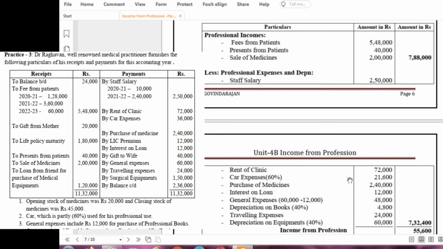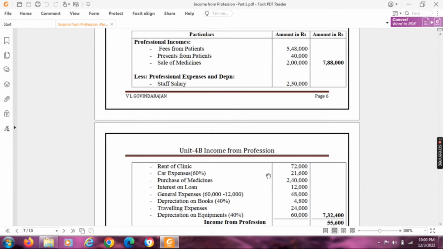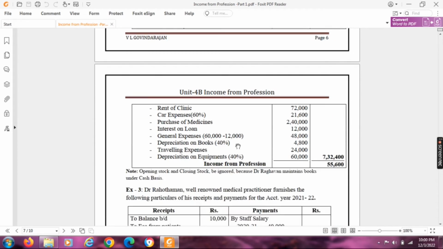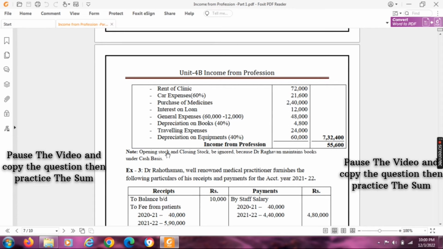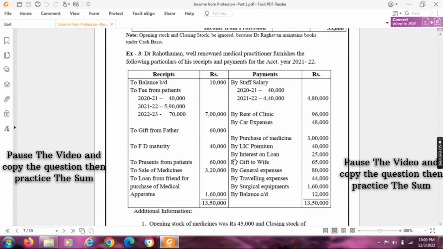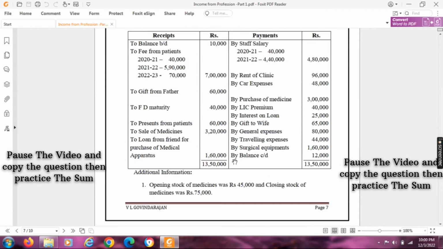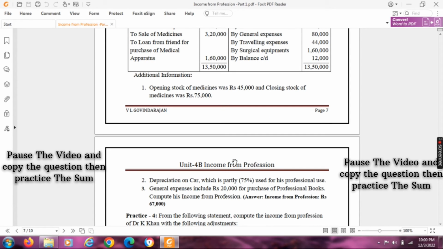So the total professional income will be 7,88,000. Total professional expenses will be 7,32,400. The balance 55,400 will be the taxable income from profession of Dr. Raghavan. In the same pattern, the listeners can practice exercise 3. Now shall we go for practice 4?